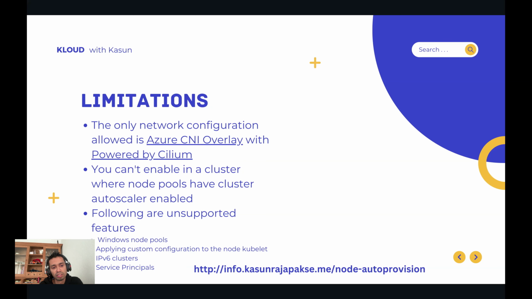There are a few limitations when it comes to the AKS Node Auto-Provisioner. At the moment it only supports Azure CNI overlay, powered by Cilium. And you cannot use cluster autoscaler with Node Auto-Provisioner. There are also some features that are not supported at the moment, such as Windows Node Pools, Service Principals, and IPv6 clusters.